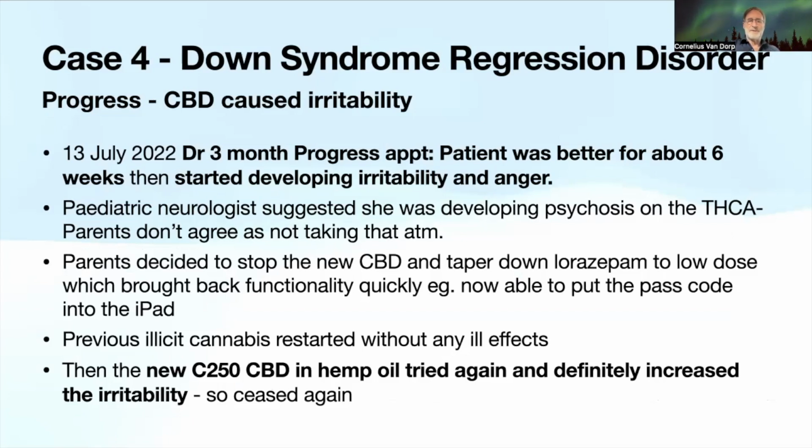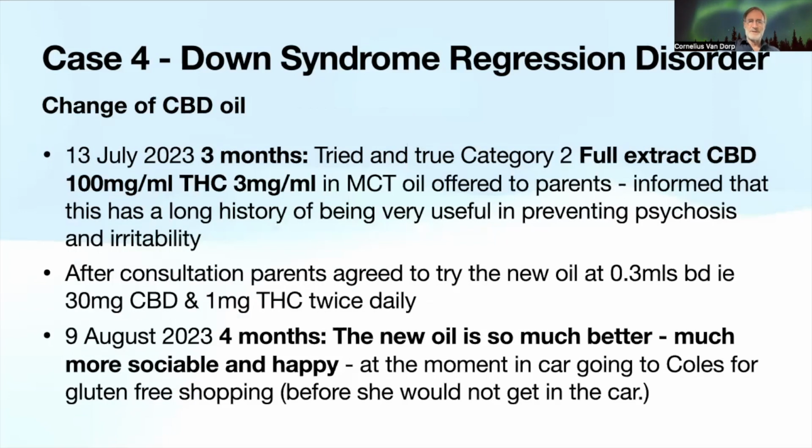And so parents tried to take her off it, and then put her back on it, and it was a pretty predictable effect, increased irritability. So they stopped it. And then at 3 months, I offered them our good old tried and true CBD 100 milligram with THC 3 milligram, used in many ASD kids at the Plant Med.